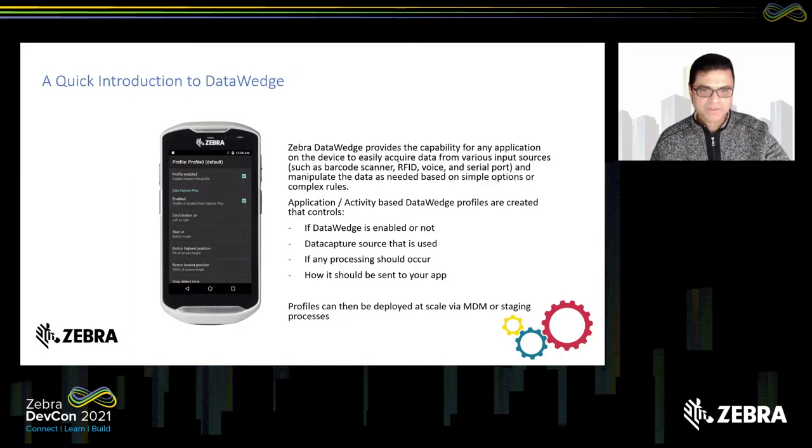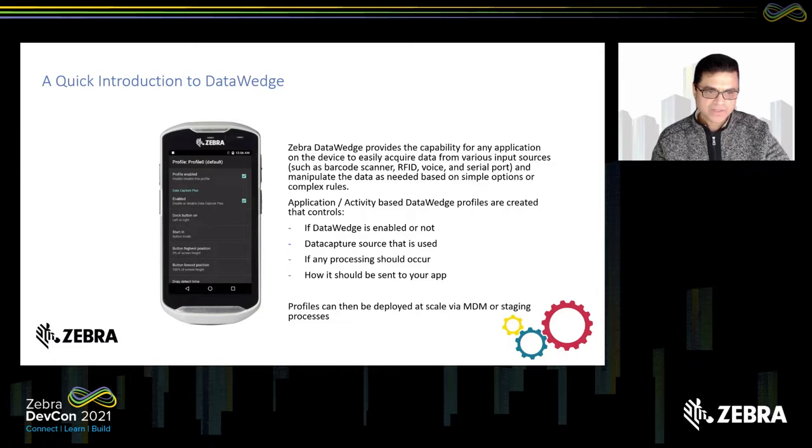DataWedge will put the data into the keyboard queue and your application will receive the data as if someone is typing it. But if you are using intent, you do have complete control over the data. You get the data in your intent API, just like any other API. You process it however you want, and you can choose to put the data on the screen or not to put the data on the screen. So the intent gives you complete control over it.